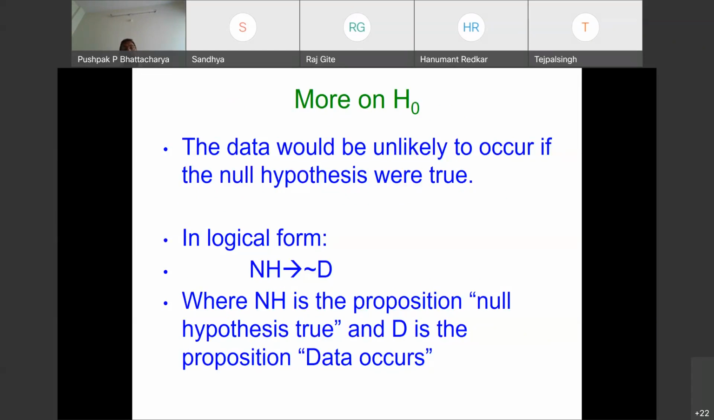So, in the logical form, null hypothesis implies not data, where NH is the proposition, null hypothesis is true, and D is the proposition, data occurs. So this slide is again very important. It is based on both logic and statistics and probability. So we are saying that if the null hypothesis which we want to reject is true, it is impossible that the observation that is in front of me would have occurred.